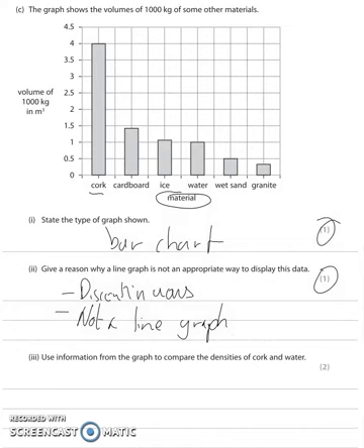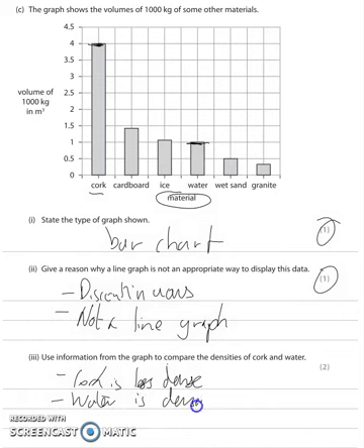Use the information from the graph to compare the densities of cork and water. So here's our water, and here's our cork. So you can see that water is 1 cubic meter for 1,000 kilograms. But for cork, it's 4 cubic meters for 1,000 kilograms. So you could say that cork is less dense. Same mass, bigger volume, so it must be less dense. You could say that water is denser. So cork is less dense.